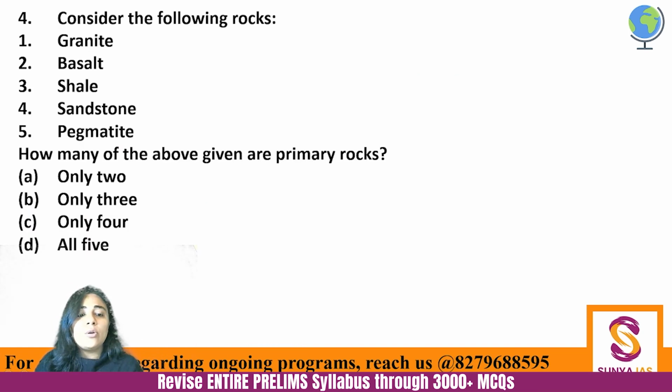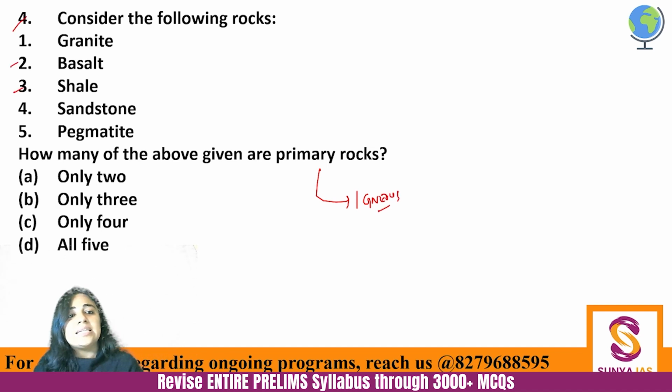Consider the following rocks. Now again, when you don't have a question, you have to go straight to the question first. How many of the above given are primary rocks? What are primary rocks? Primary rocks are igneous rocks. So they are asking you which of the following are igneous rocks? Granite, basalt, shale, sandstone and pegmatite.